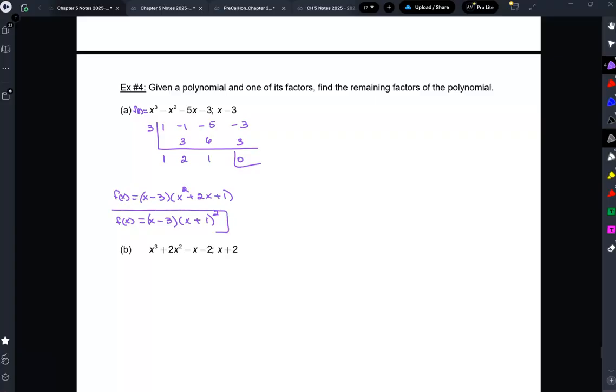Now, especially in honors, I do need you to recognize that that's x plus 1 squared, okay? And so don't put it as x plus 1, x plus 1. Combine it as x plus 1 squared because that has other implications later, okay? All right.